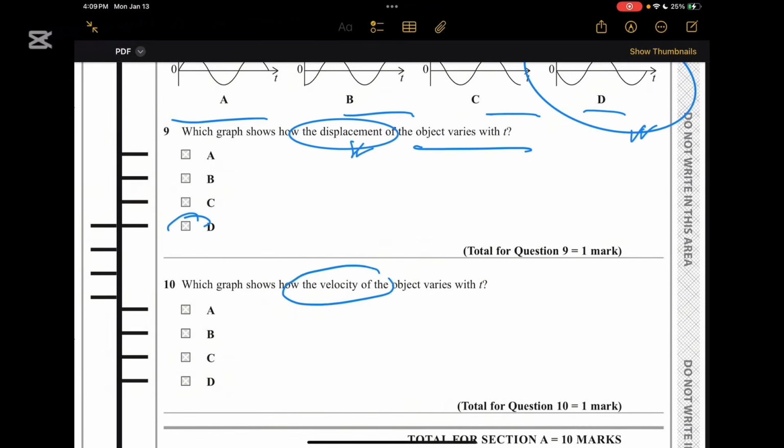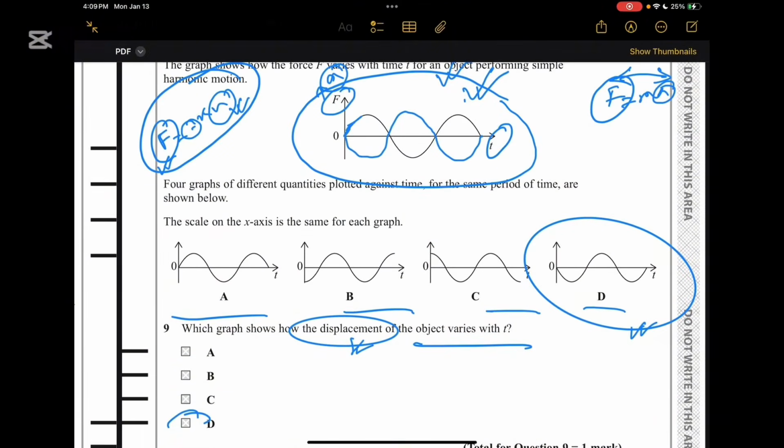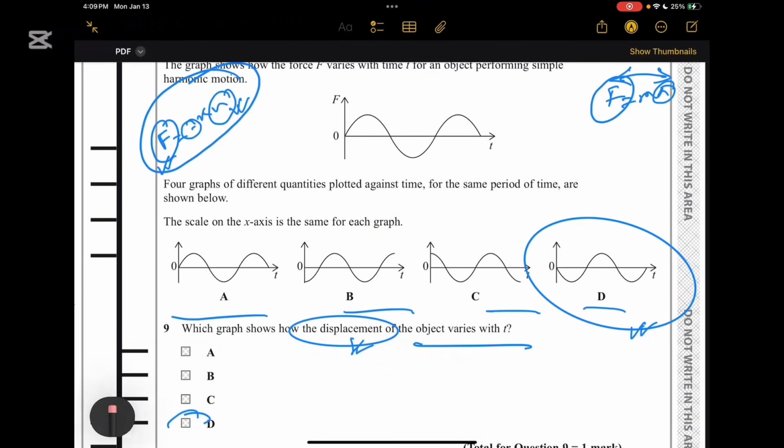Now moving forward, they have asked about the velocity. We know velocity is the derivative of displacement. Let's erase that part and write it down like this. When something is in simple harmonic motion, when the displacement is maximum, at that time velocity is 0. And when the velocity is maximum, at that time the displacement is 0. When the displacement is maximum, the velocity is 0. When the velocity is maximum, the displacement is 0.